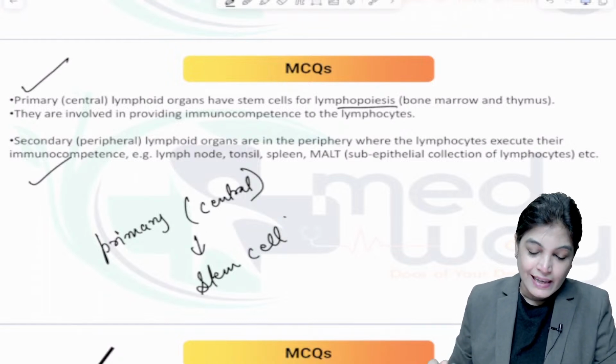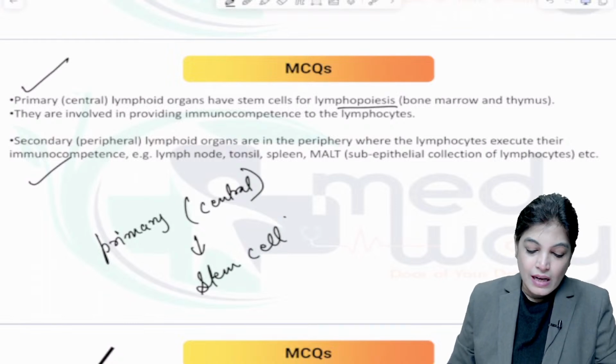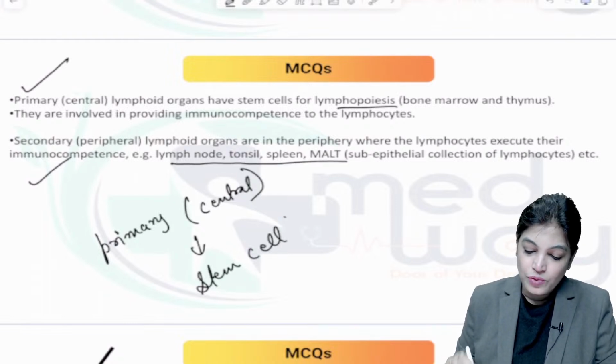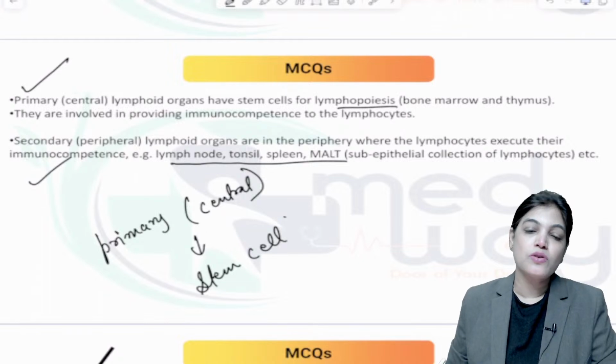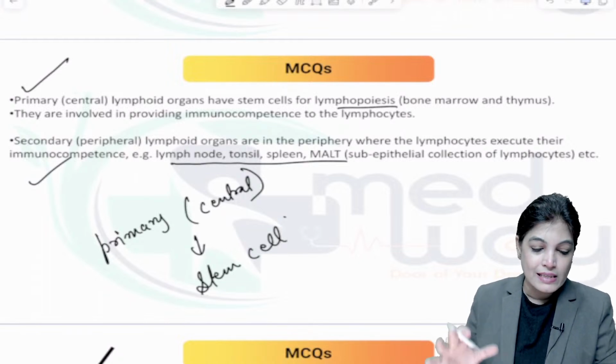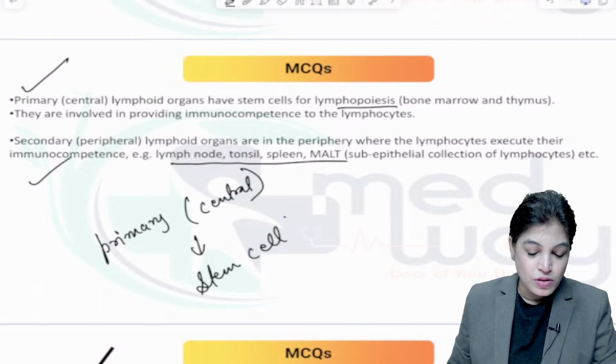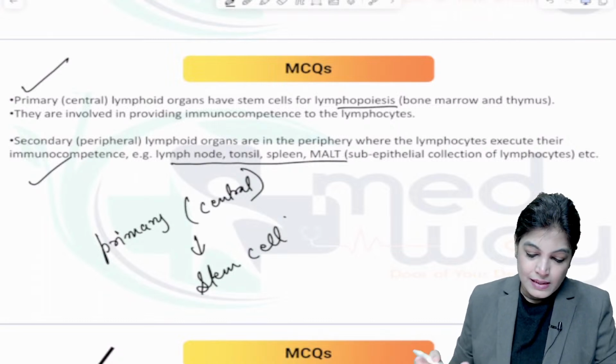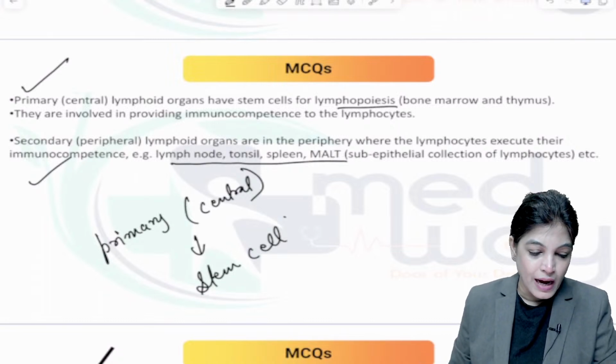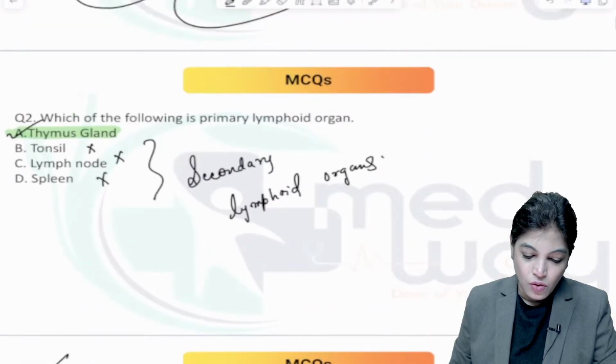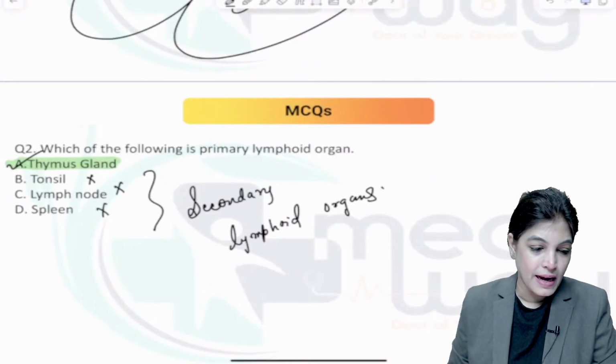If I talk about secondary or peripheral lymphoid structures, they are mainly the tonsil, lymph node, spleen, and MALT, mucosa associated lymphoid tissue. So if I am going to mark the right answer here, I will definitely go with the correct answer as the thymus gland. Okay.